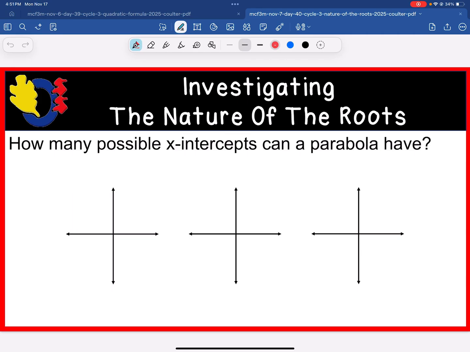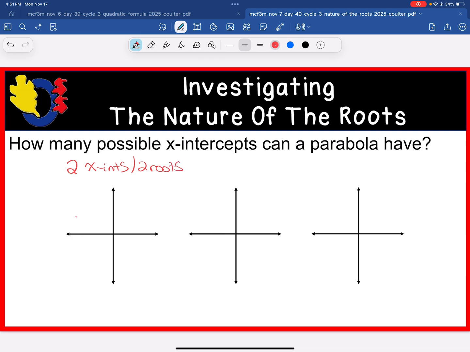Hi everyone, today we're going to be investigating the nature of the roots. So basically this is determining how many possible x-intercepts a parabola could have. So we could have two x-intercepts, or in other words, two roots, or two zeros.